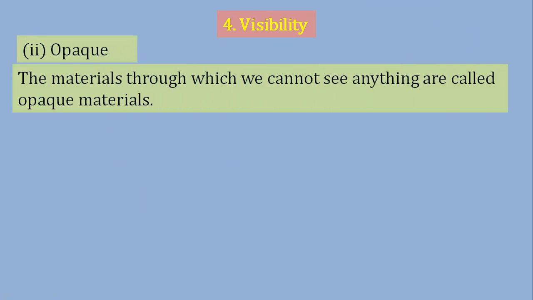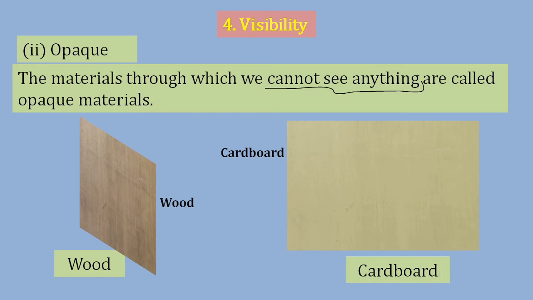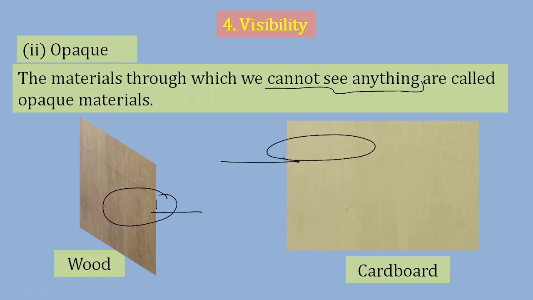Second are opaque materials. Those materials through which we cannot see anything are called opaque materials. Examples are wood and cardboard. Look at this text. If this text goes on the other side of wood, can we see it? No. Similarly, look at this text. Can we see this text when it is on the other side of cardboard? No. We cannot see anything on the other side of these materials. So these materials are opaque materials.